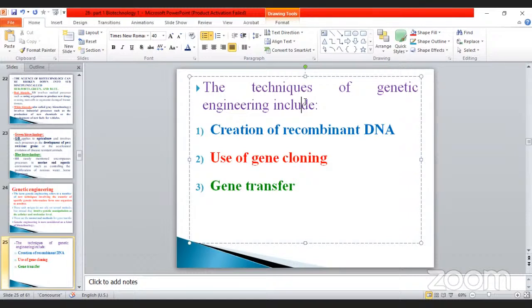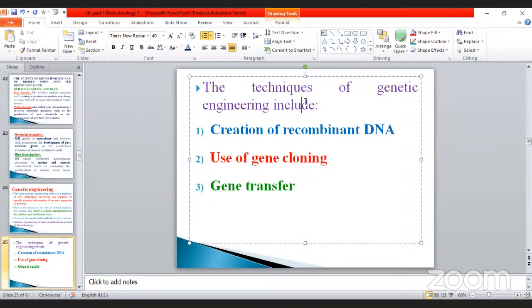Next one is gene transfer. You isolate a specific gene by a method, already we know about gel electrophoresis or whatever it may be. You isolate it, right? Okay. How will it be transferred into the cell? There is a special method, and only then will it enter. That process is called gene transfer.